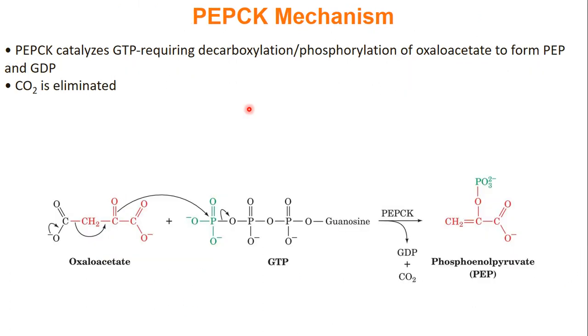Now, the PEPCK mechanism, super simple. Here we're using GTP. So once you've made oxaloacetate, you're going to get rid of your carbon dioxide by taking one phosphate from this GTP. Now you've made phosphoenolpyruvate, and you have CO2 that needs to be carried out by the blood.